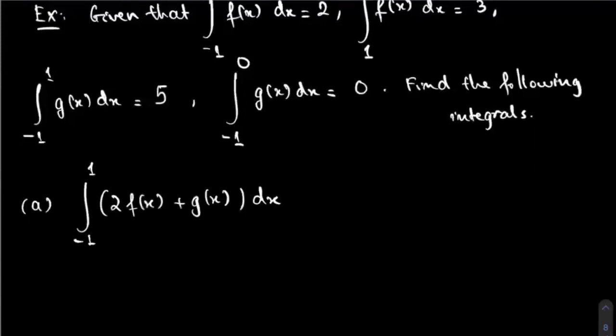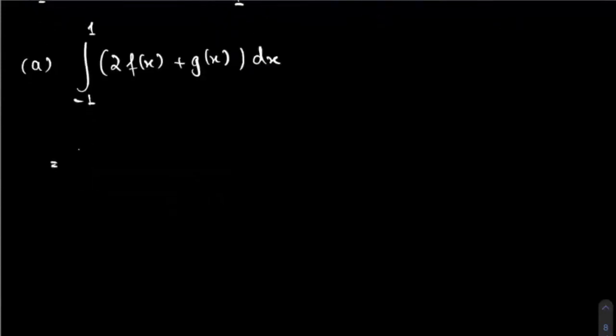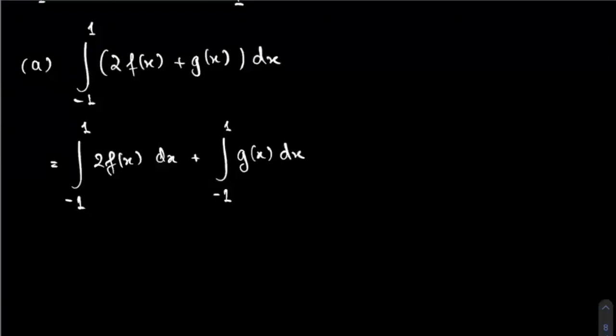All right, first things first, what is the property I should use here? Once again, go back to the notes and see what you get. So here you have the sum. You can use the sum property. The definite integral of the sum is the sum of the definite integrals. So you can write this as the integral from -1 to 1 of 2 times f of x dx plus the integral from -1 to 1 of g of x dx. So for this step, I use the sum property.